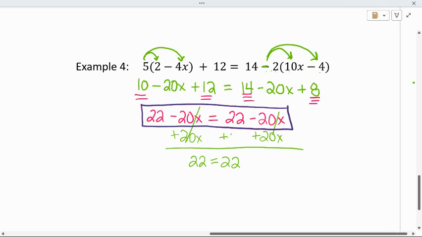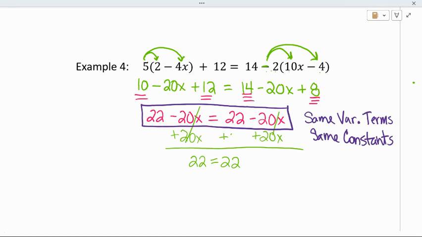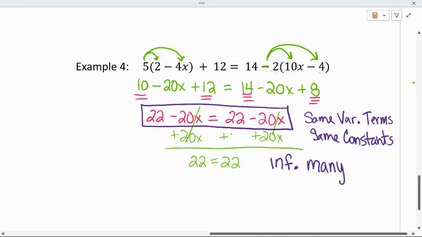But again, just like in the last example, take a look at this box right here and tell me what you notice. What do you have on both sides? Yeah, you have the same variable terms and the exact same constants. So that's, again, when you have a binomial equals a binomial, you have the exact same variable terms, exact same constants, you're going to have infinitely, and I always abbreviate this, many solutions. Infinitely many solutions.